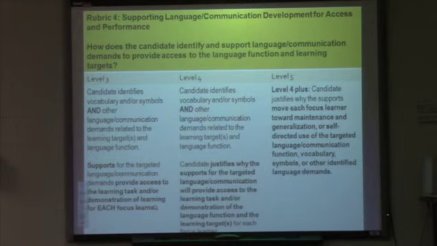Let me just finish up to rubric 5 and then I'll stop. At least we'll finish the most important one, the planning aspect. So here, supporting language or communication or development for access and performance.